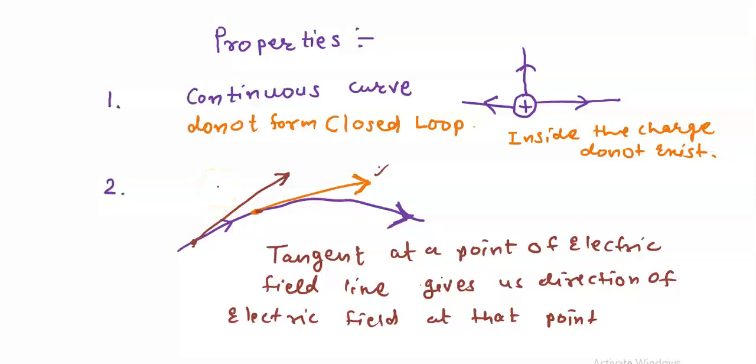This is one more very interesting property. Then comes the third property, and the third property says that if there are two electric field lines, suppose these are the two electric field lines.